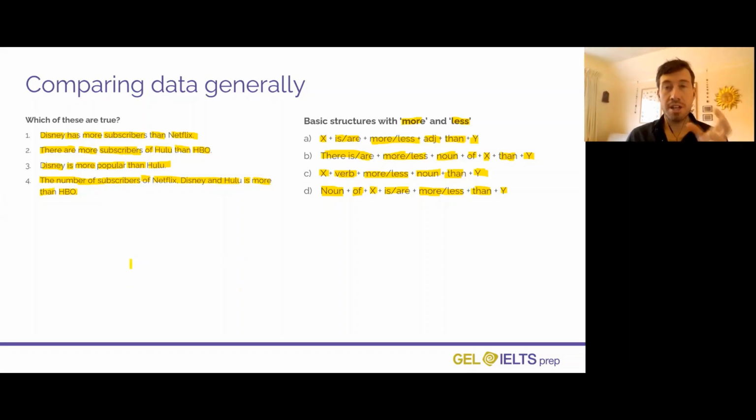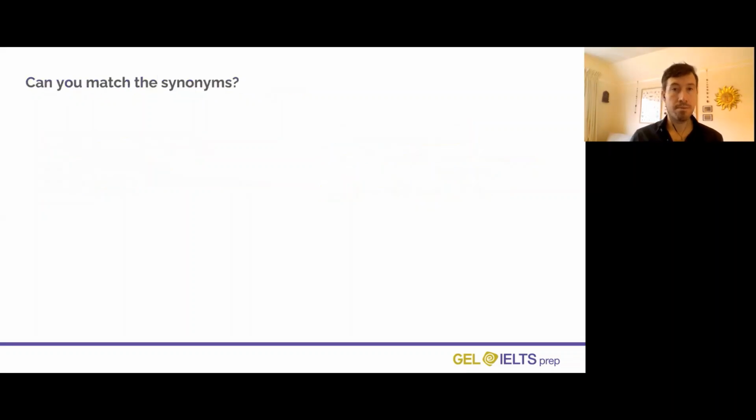So all of these just use more and less in them, but they're comparing different things. Sometimes they're comparing nouns, sometimes they're comparing verbs, sometimes they're comparing adjectives. And so it's nice to try to use a variety of these when you're doing your academic writing. Okay, so we've looked at some different structures there.